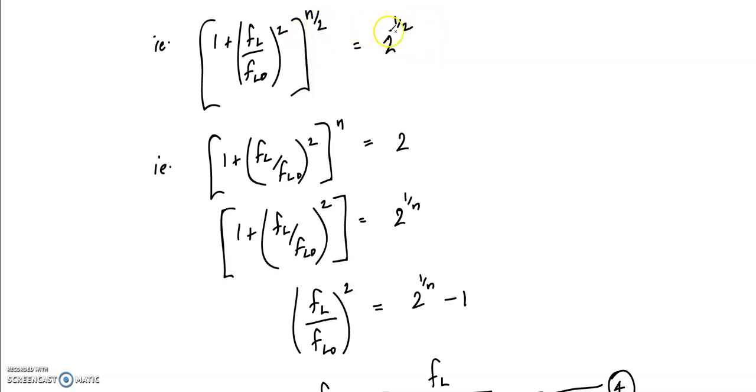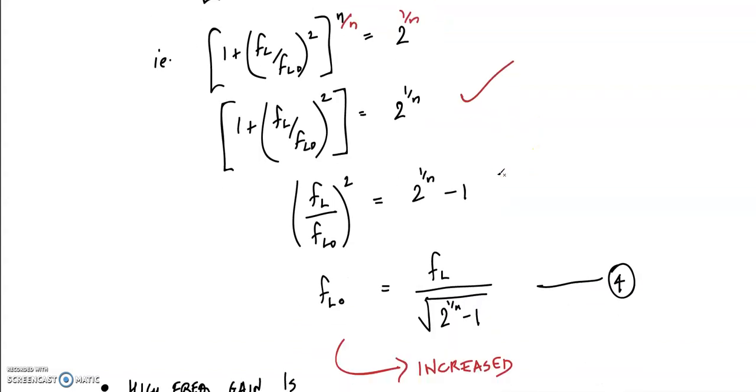If I square both the sides, this is squared, meaning it is multiplied by 2, and this is also multiplied by 2. This cancels off and this cancels off. So you square both sides, you get the whole raised to n is equal to 2. You take the nth root of both sides, that means divide by n. You take the nth root on both sides. This is what I get.